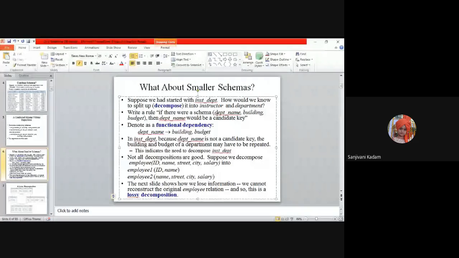Suppose we had started with the inst_department relationship. This is the relationship between instructor and department. If we try to decompose this relation, how would we know to split it into instructor and department? Right now we have the department schema as department name, building and budget, and in the instructor we have a schema with id, name, department name and salary.